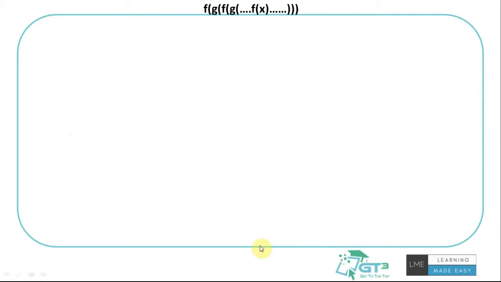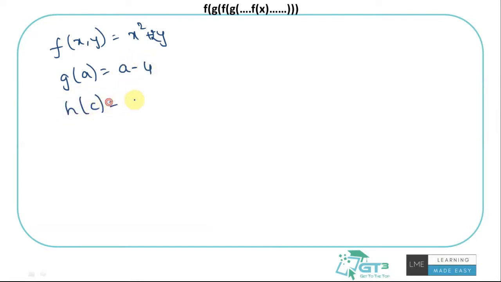So what you'll get to see in some of the questions is this, f of g of f of something something. So let's assume that I've defined functions like this. f of x comma y is x square plus 2y. And g of a is defined as a minus 4. And let's say h of c is defined as 2c plus 6. So I have defined 3 functions.